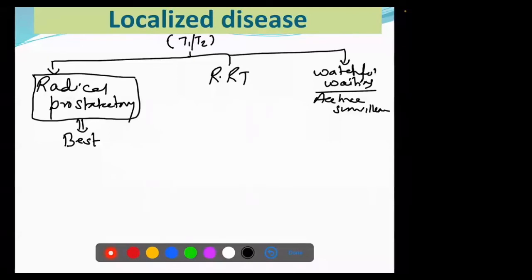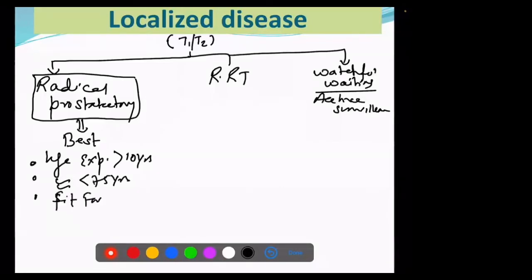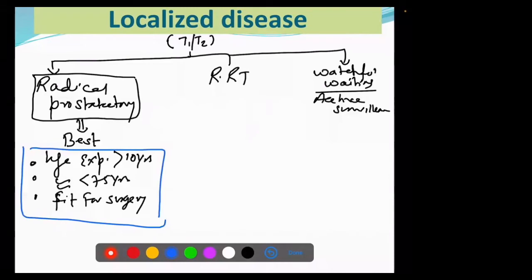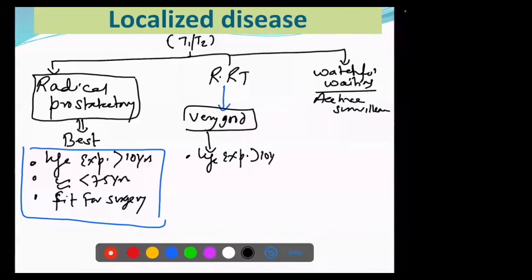And it must fulfill some criteria, right? The life expectancy should be more than 10 years. Age should usually be less than 75. And the patient should be fit for surgery. Radical radiotherapy is also a very good option. Life expectancy should be more than 10 years, age is usually less than 75 years, and as this is not a surgery, general fitness is okay.